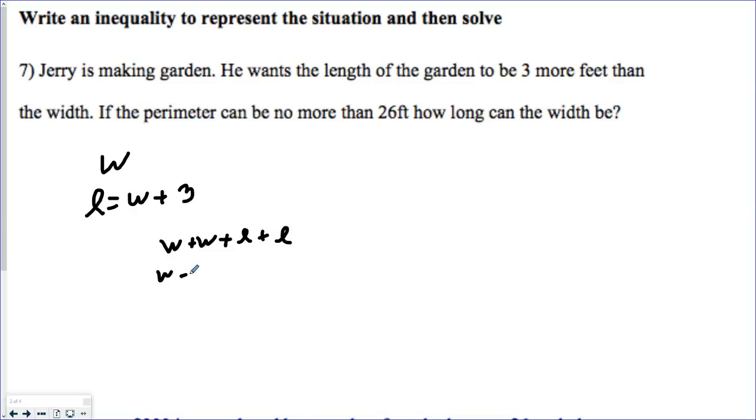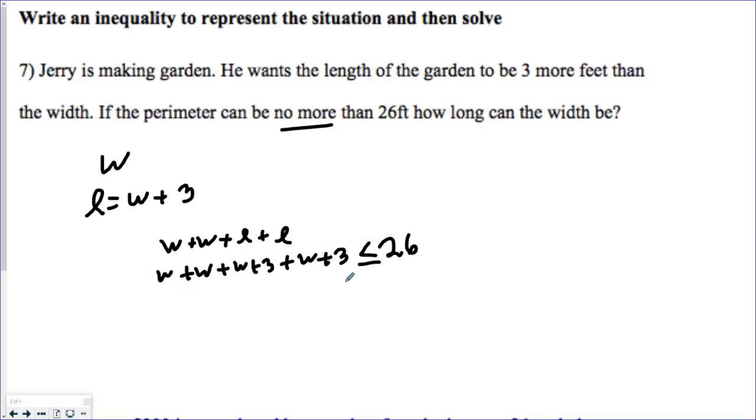Well, the widths are going to stay widths. But the length, remember, the length is 3 more than the width. That's width plus 3. And this length is also width plus 3. And this perimeter can be no more than 26 feet. So it can be less than 26 feet. It can be equal to 26 feet. It just can't be bigger than 26 feet. So this is how I'd set the problem: I have width and width, which is the width of my garden, plus width plus 3 plus width plus 3, which is the length of my garden.